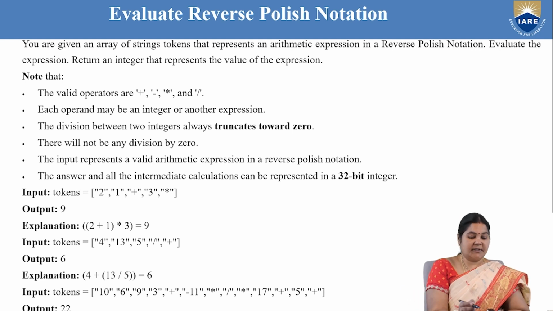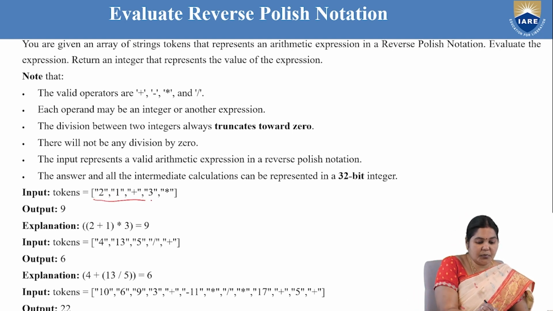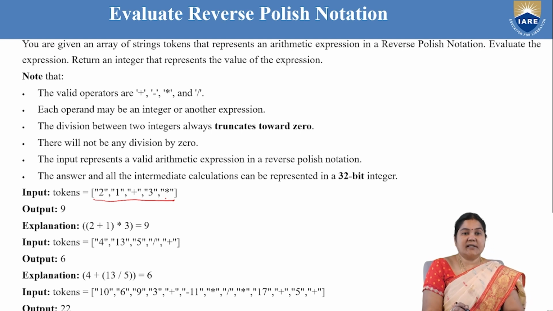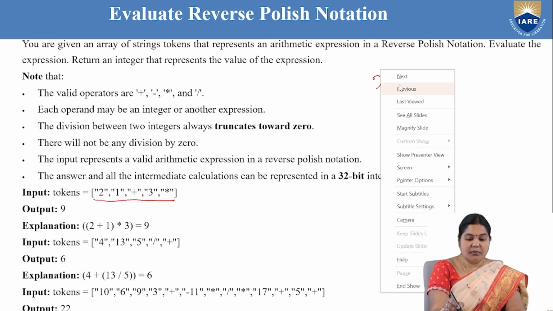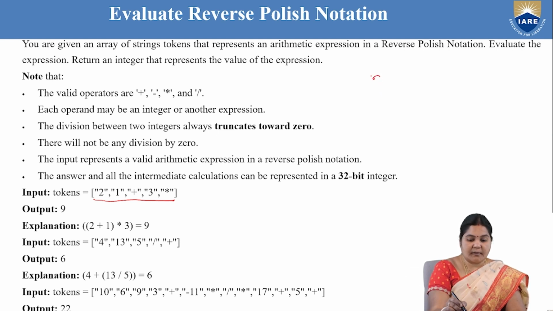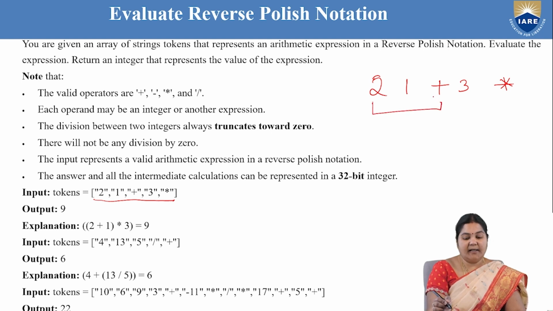Now, let us start with the test cases. If our tokens are 2, 1, plus, 3 and star, you can see that this can be added like this because it is in the form of AB plus. So, it will be 2 plus 1, it is 3. This is multiplied by 3. So, the answer will be 9 over here.